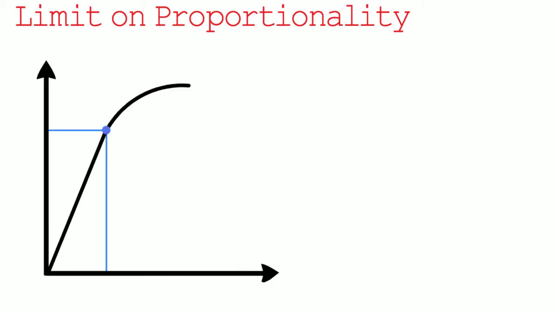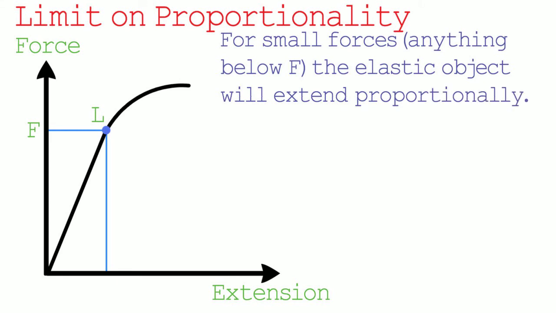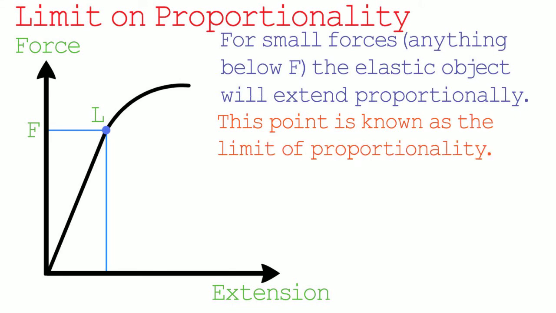However, there will be a limit on the amount of force that you can apply to an object for the extension to keep up proportionally. The graph below shows the force applied and the extension of the object. For small forces, which is any force below F, the elastic object would extend proportionally. This point is known as the limit of proportionality. It is labelled as L on the graph.